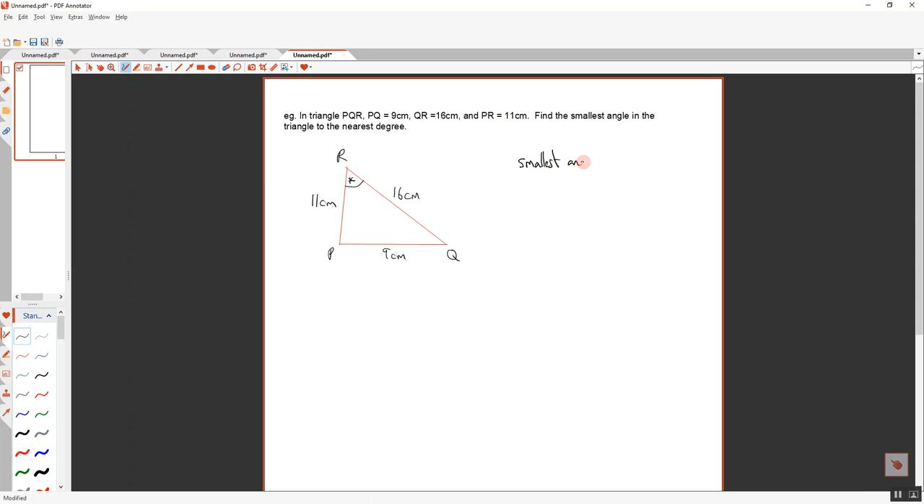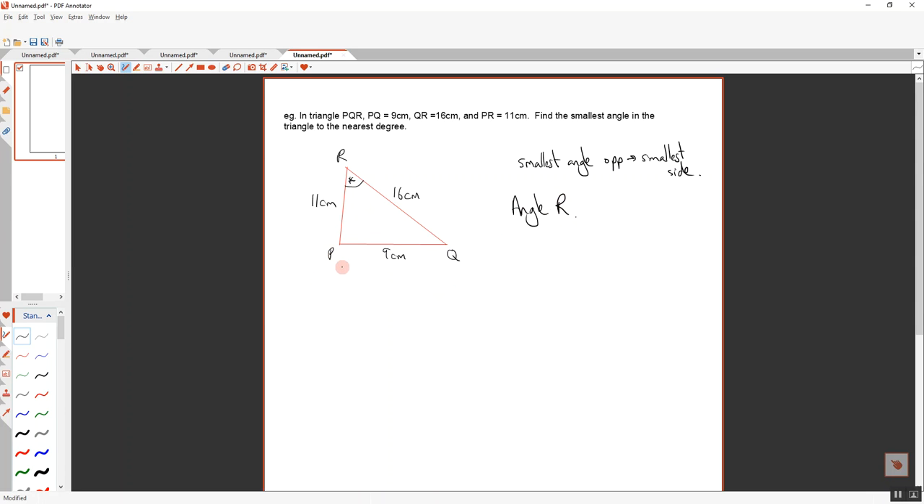So remember, the smallest angle is going to be opposite the smallest side. Smallest angle opposite smallest side. Keep that in mind. Same thing, if it's the largest angle, it will be opposite the largest side. So this is what I'm after, okay? And we can call that angle R. That is what we're after.